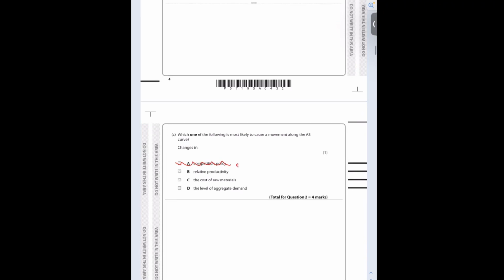Which one of the following is most likely to cause a movement along the AS curve? Okay. So changes in competition policy is actually likely to cause a shift of it, because that is a supply side policy. Relative productivity, again, is likely to cause a shift in the LRS curve. So it's another supply side policy.